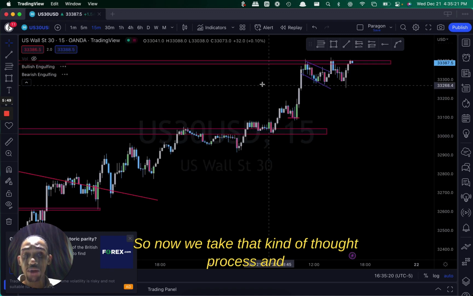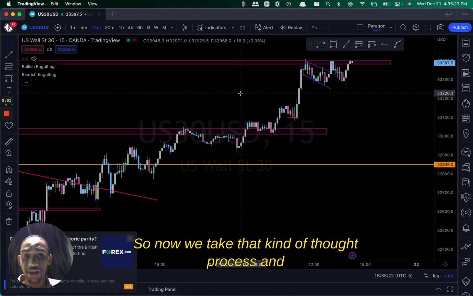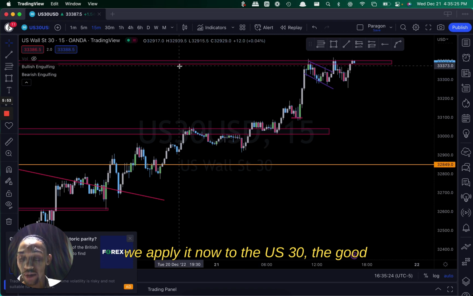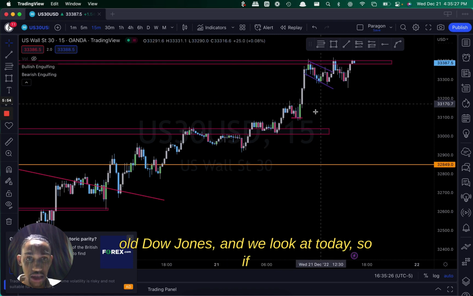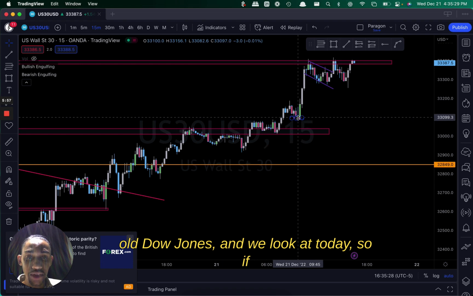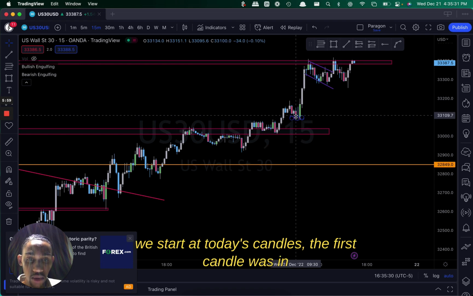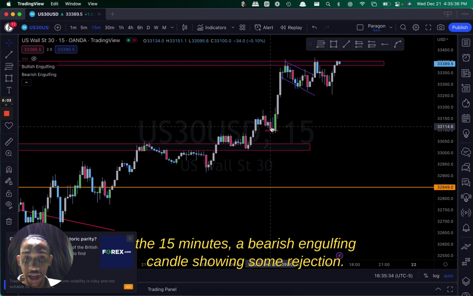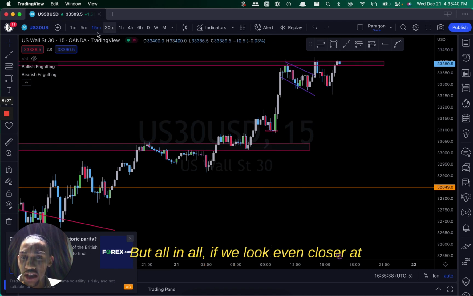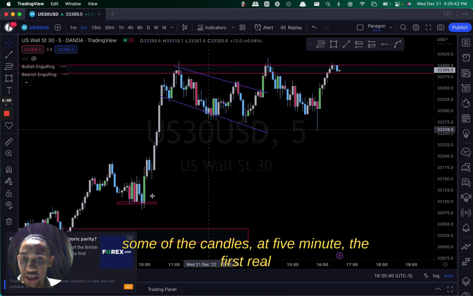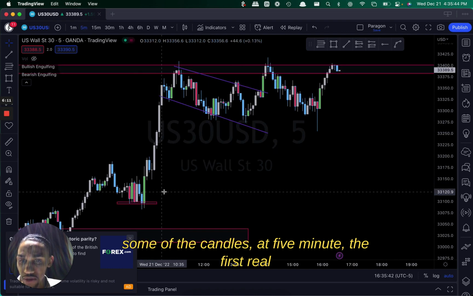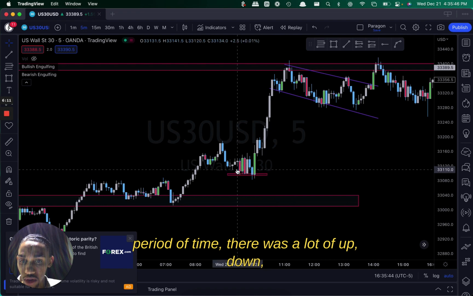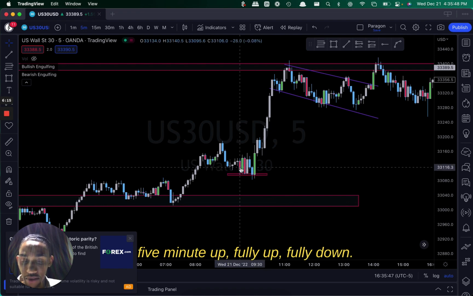So if now we take that kind of thought process and we apply it to the US30, the good old Dow Jones, and we look at today. If we start at today's candles, the first candle on the 15-minute was a bearish engulfing candle, showing some rejection. But if we look even closer at some of the candles on the 5-minute, the first real period of time was a lot of up, down, 5-minute up, fully down, right?